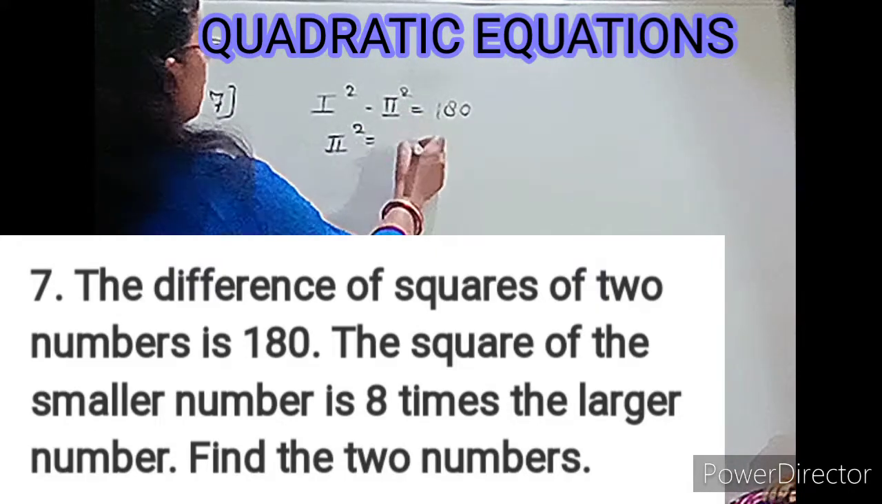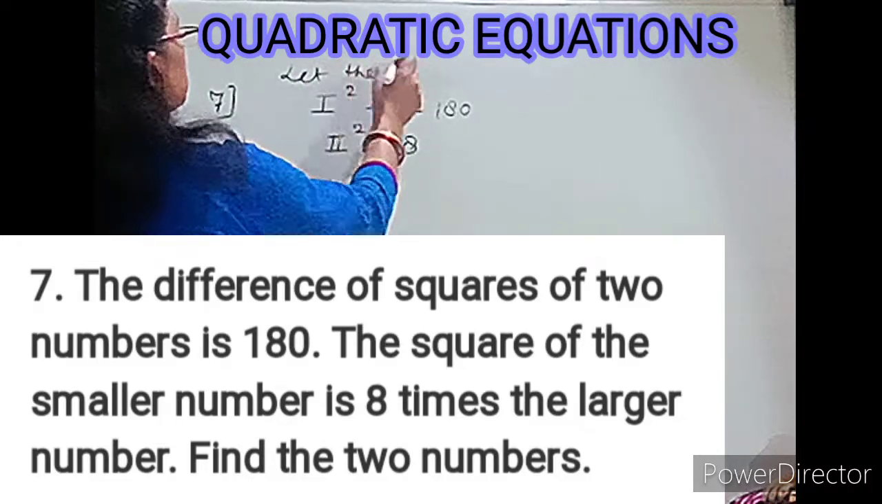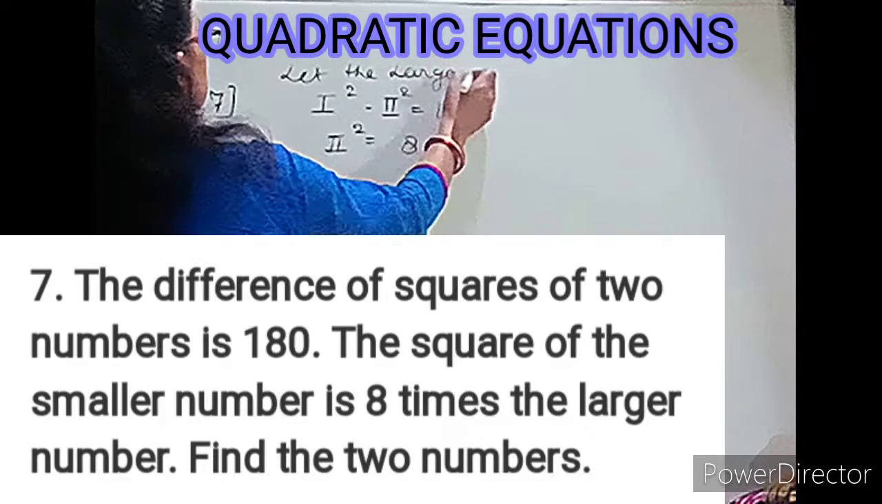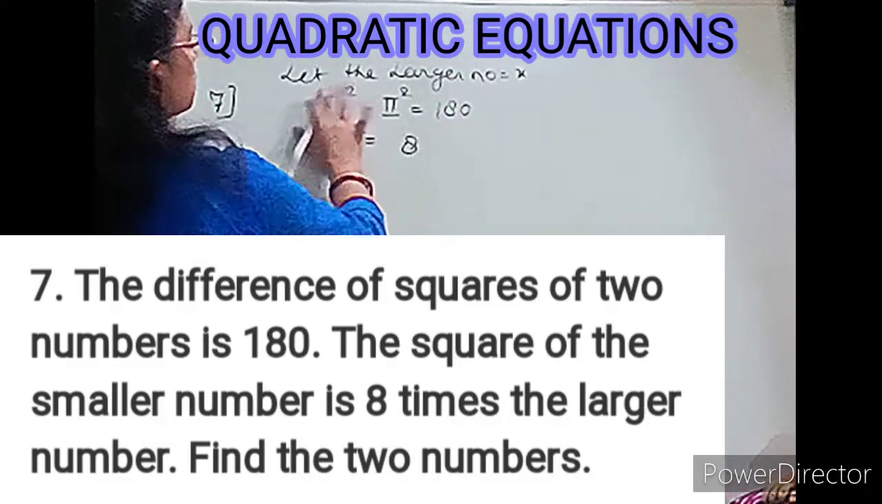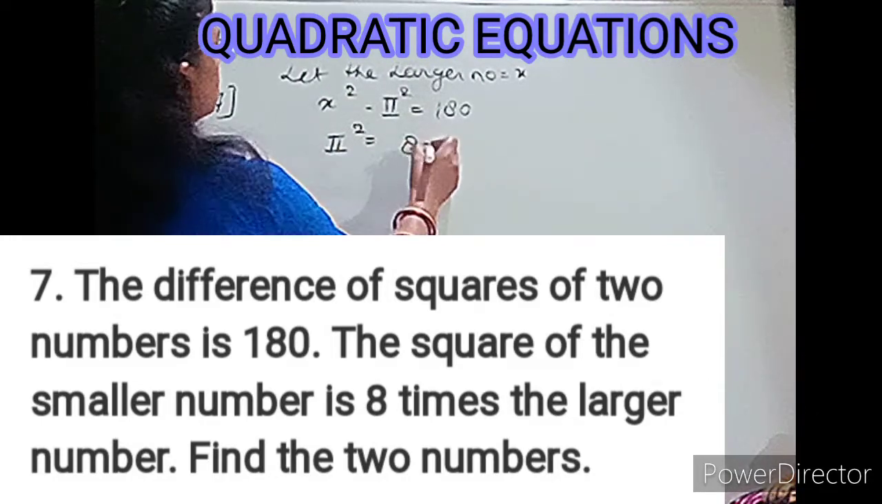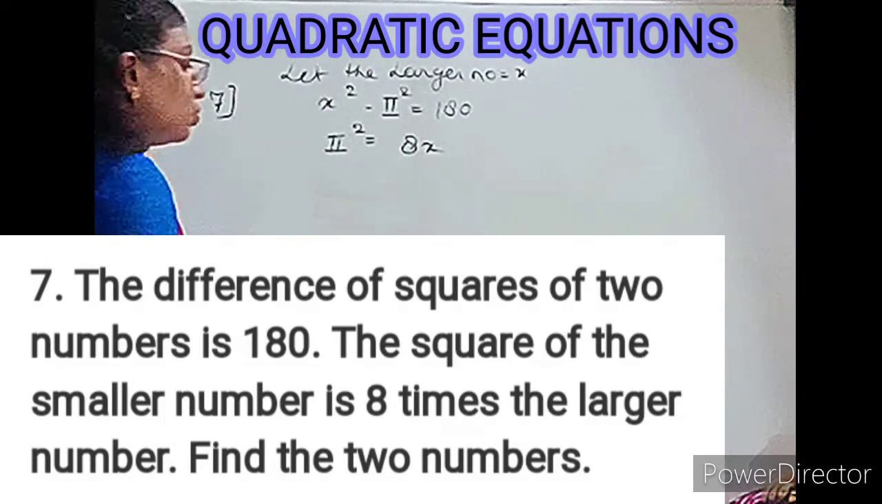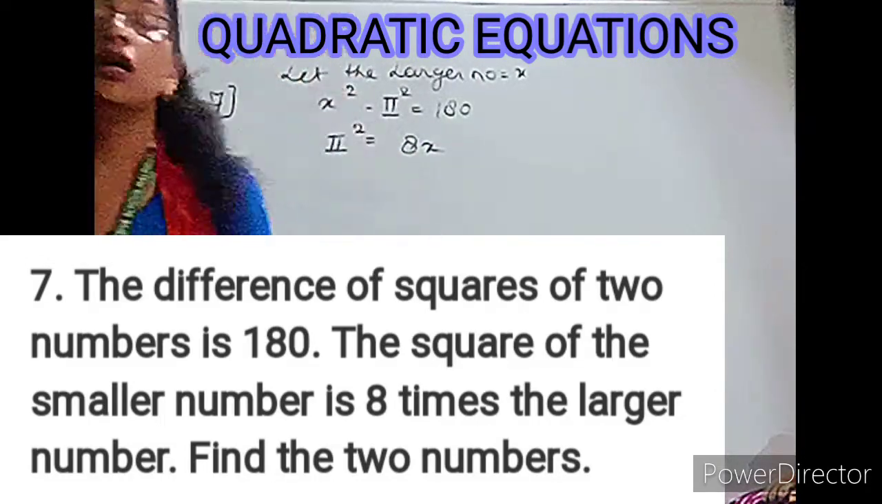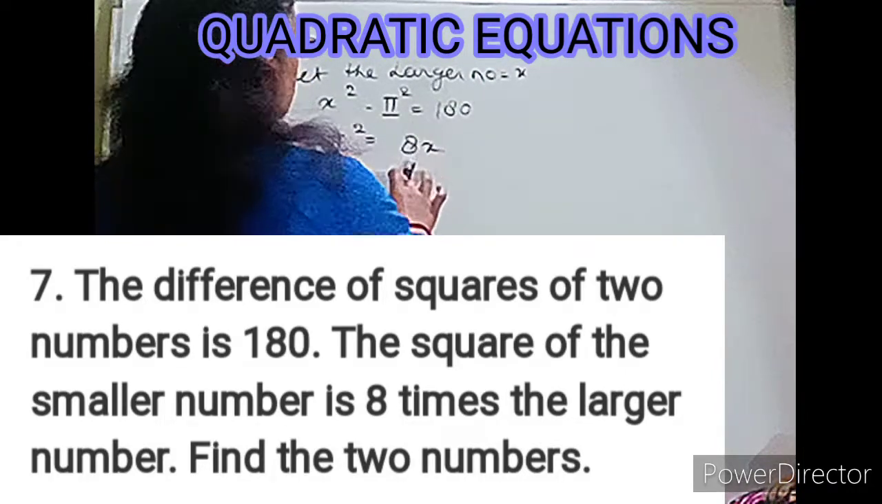Now, 8 times the larger number is the first number. So let the larger number equal x. So first, what will we get? Larger number minus smaller number is equal to 180, and second, 8 times the larger number. Find the two numbers. So we have to find the two numbers. This is our first equation. This is our second equation.